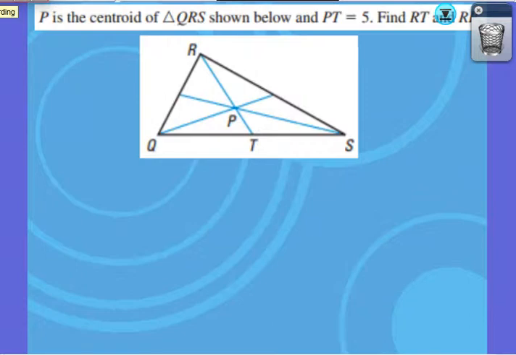Also with the centroid, make sure you remember this. I've already thrown this out there. I just want to remind you. This only works for the centroid.